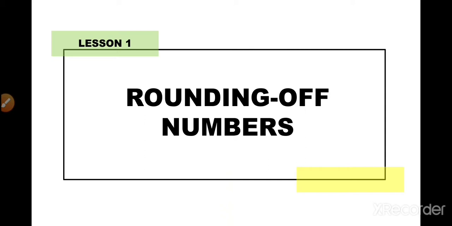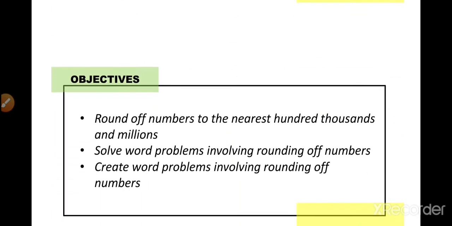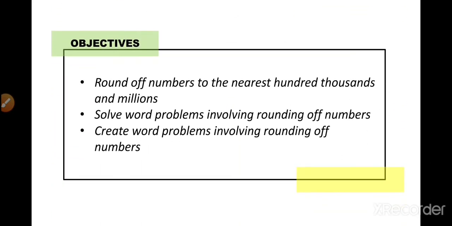So today, we will be learning about our next lesson for this week, which is all about rounding off numbers. Are you ready? Raise your hand if you are ready. Alright. Now here are the following objectives. Round off numbers to the nearest hundred thousands and millions. Solve word problems involving rounding off numbers and create word problems involving rounding off numbers.